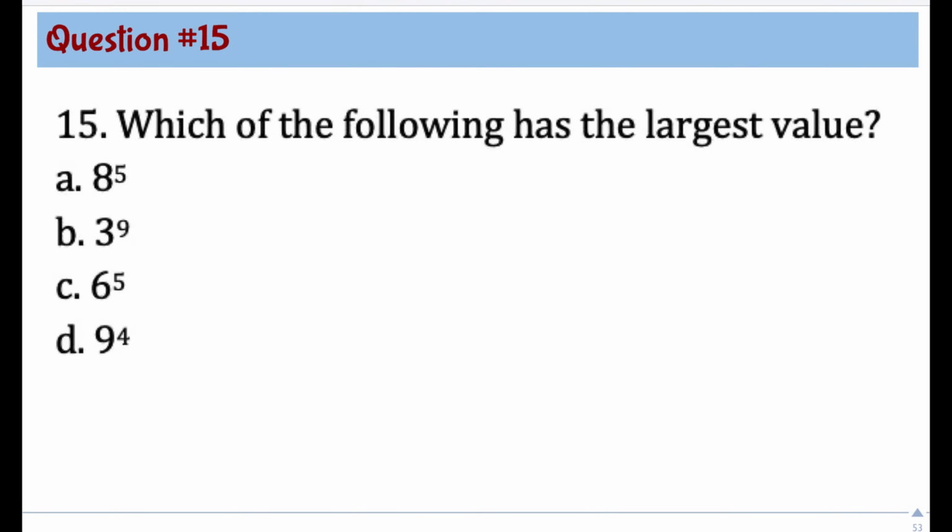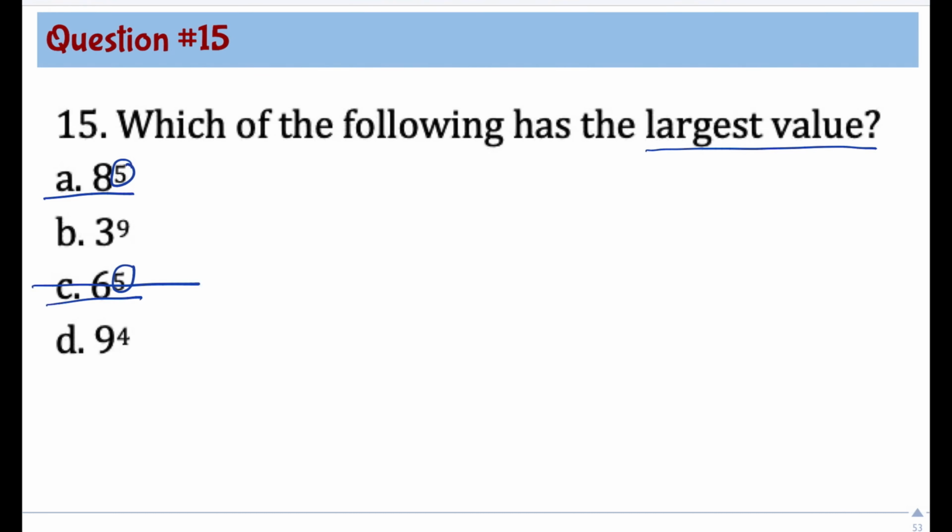Question number 15. Which of the following has the largest value? In this question, we can use the process of elimination by comparing the bases and the exponents as well. So first, let's take a look at options A and C. Do you notice anything? Both choices have the same exponent of 5, but choice A has a bigger base of 8 compared to 6. That's why C now is eliminated.